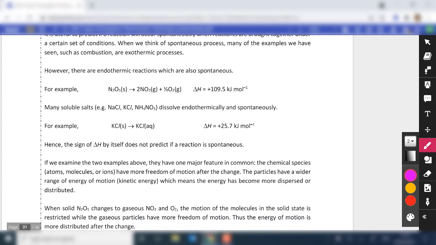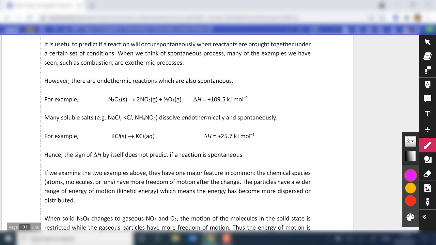For example, a lot of exothermic reactions such as combustion: once you spark it off, once you put a light source in your combustion engine, the petrol will just burn. That's what we call a spontaneous process, which happens on its own. Usually we associate it with exothermic reactions. But there are also endothermic reactions that are spontaneous.